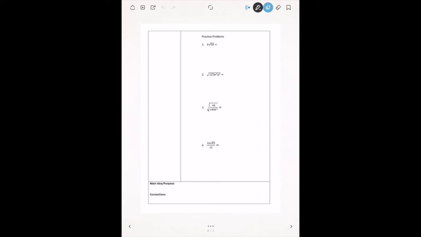So I'm going to actually jump ahead and do problem number 2 here. And I'm going to show what happens when I try to apply this rule. So I have the square root of 125, the square root of p to the 3rd, and the square root of q squared. All right, 125 is really 5 times 25. So I know a perfect square that goes into that right away.